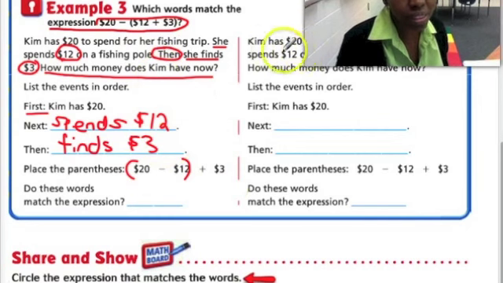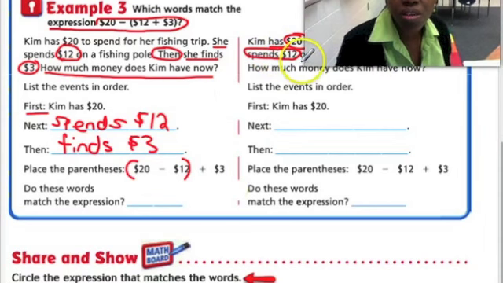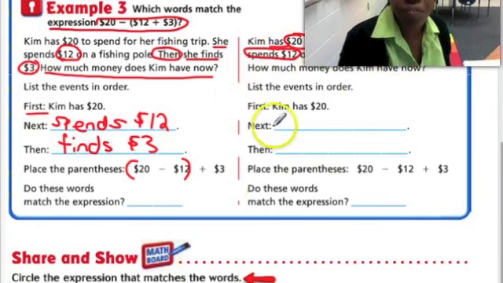Now let's look at this one. Kim has $20 to spend for her trip. She spends $12 on a fishing pole and $3 on bait. So she has 20. She spends $12 on a fishing pole and $3 on bait. And, okay, so I'm looking at that word again. And this happened here. So let's put it in order. $20 is what happened first. Okay, that's what she has.